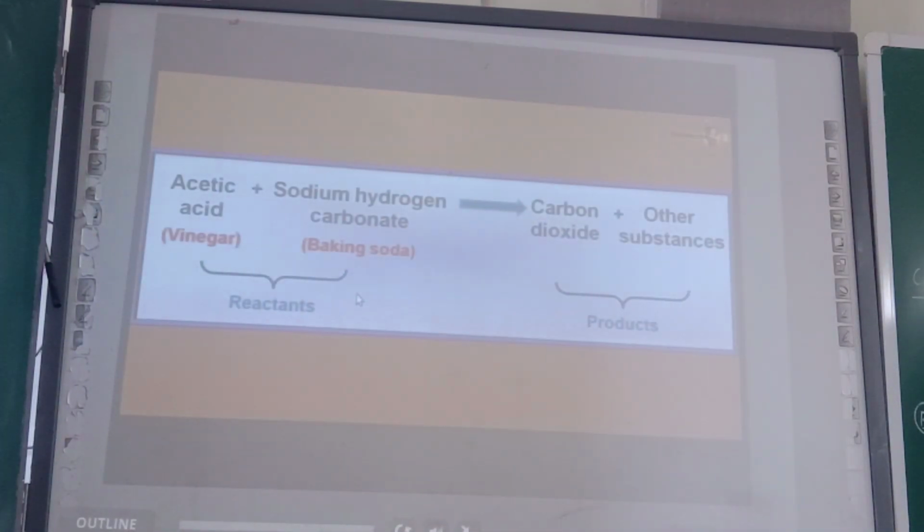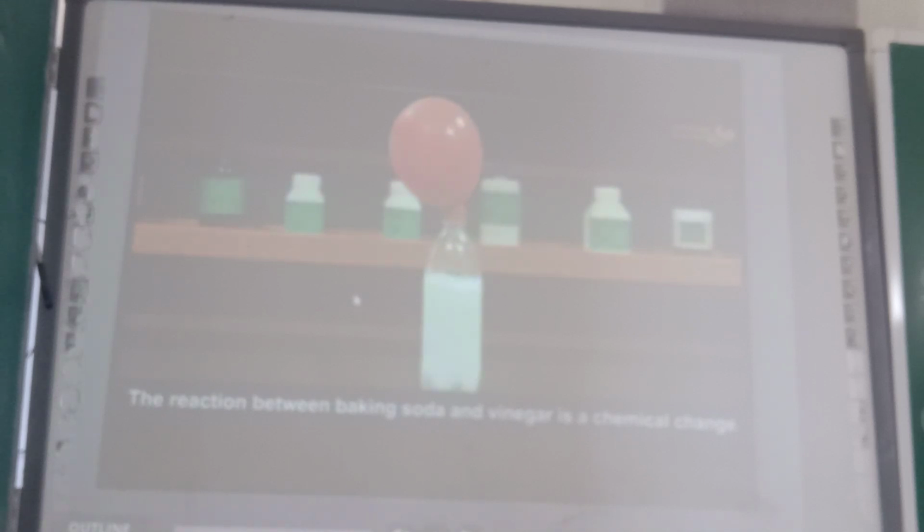During this process, the products formed cannot be converted back into the reactants. So, from this activity, we can conclude that the reaction between baking soda and vinegar is a chemical change.